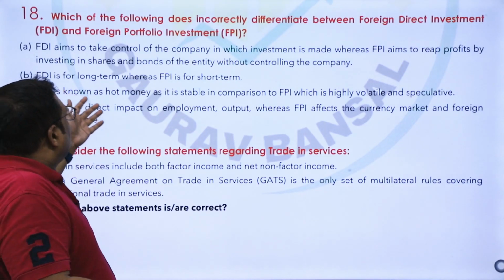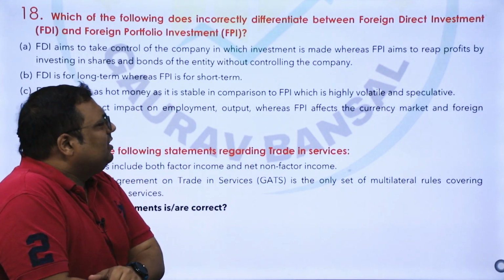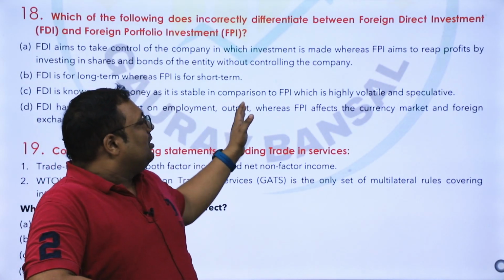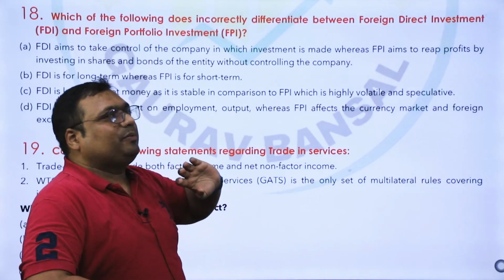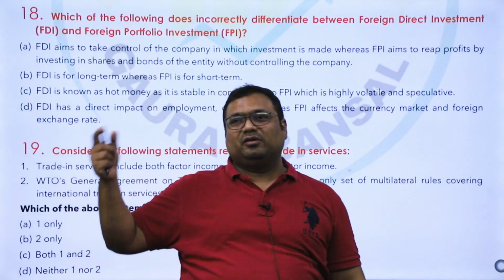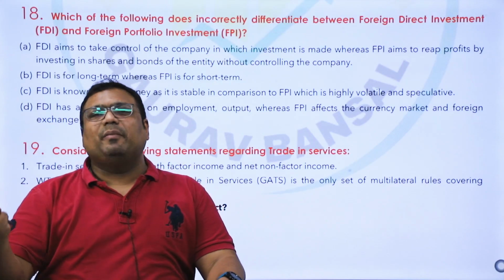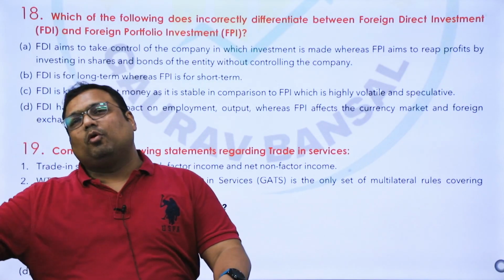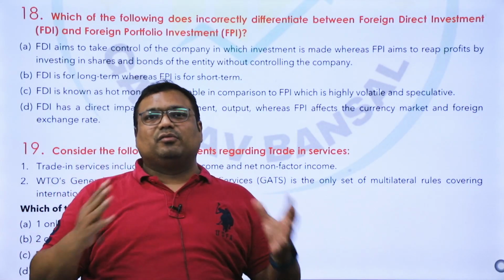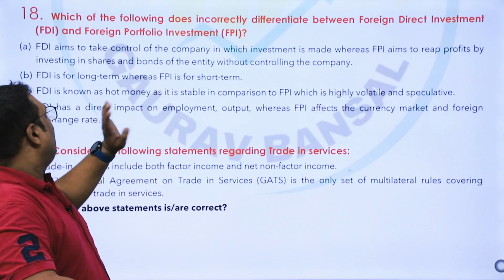C, FDI is known as the hot money as it is stable in comparison to FPI, which is highly volatile and speculative. Largely correct. FDI is stable compared to FPI, which is volatile and speculative, but it is FPI which is called hot money for that reason, because hot air has more volatility, or any element, if we heat it up, it has more volatility. There will be more movement of the molecules, atoms inside it. It becomes volatile when we heat it up. So that is why, since it is more volatile, we call it hot.